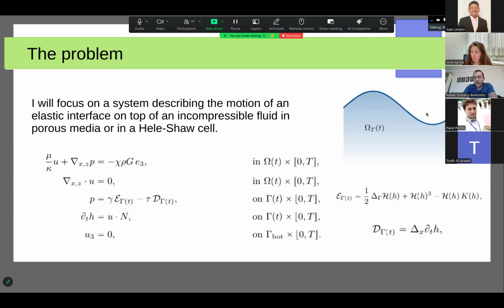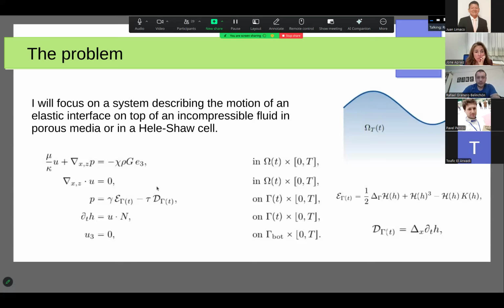the solid is assumed to be described by the graph of the function H, but the function H is itself an unknown of the problem. So here we have a number of unknowns. You have U1, U2, the two components of the velocity, pressure, that's a third unknown, and then H, that's the fourth unknown.